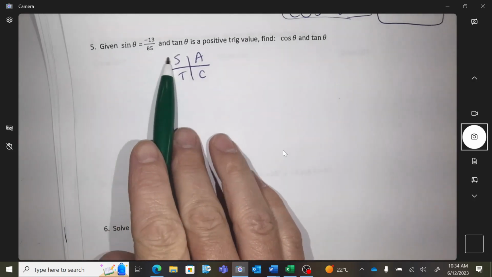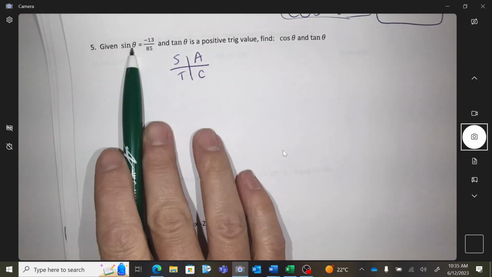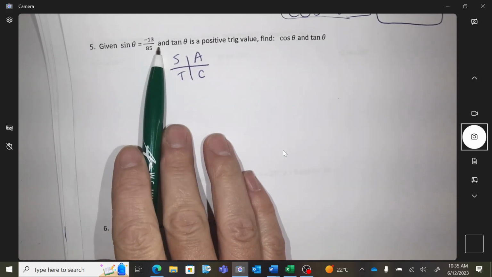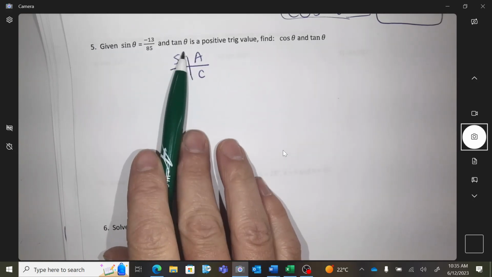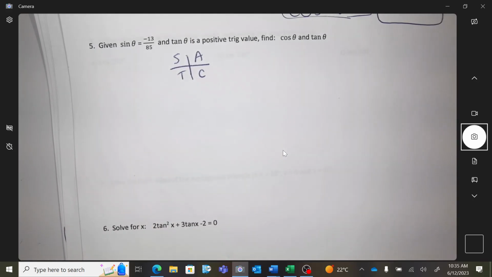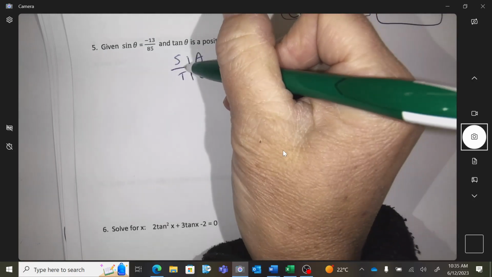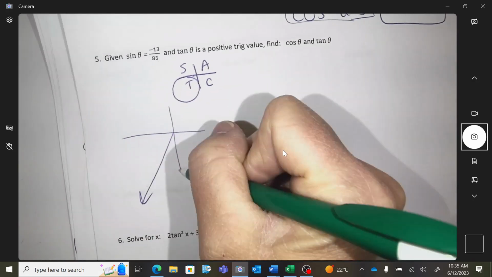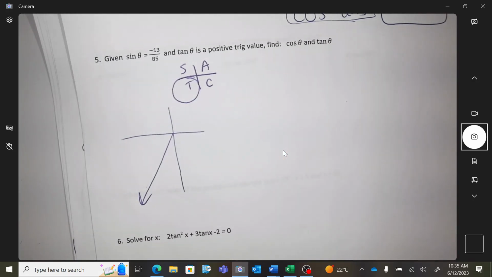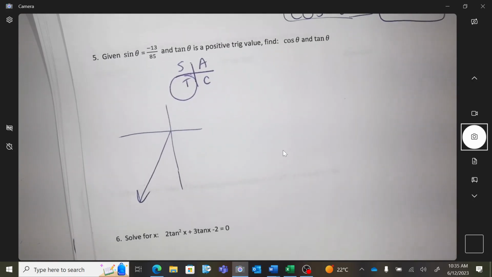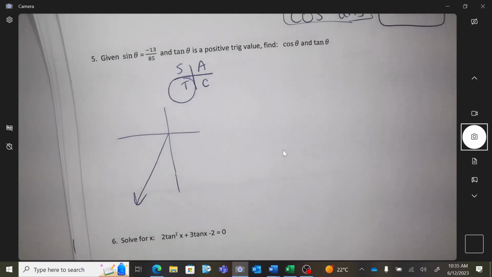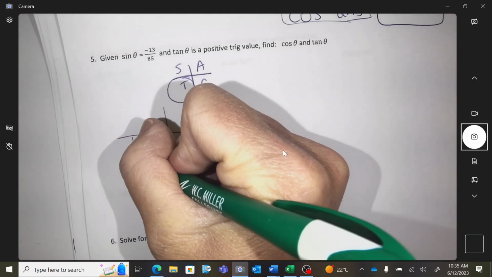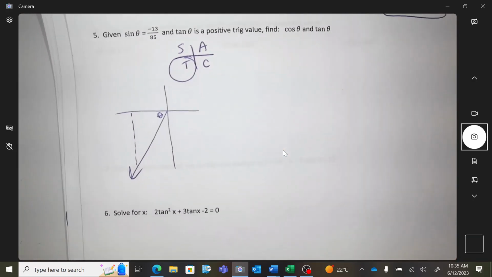So which quadrant would I be located in? I told you that the sine of the angle has a negative trig value and tan has a positive trig value. S, A and T. You can only pick, there's only one quadrant this works. It's the third quadrant. So I'm going to draw an angle in the third quadrant. Okay, so now I'm going to draw a triangle.